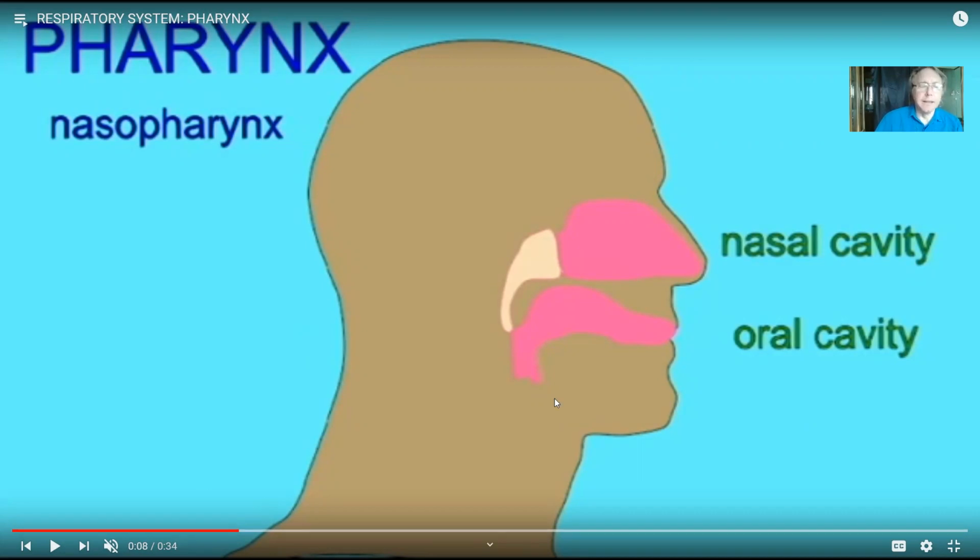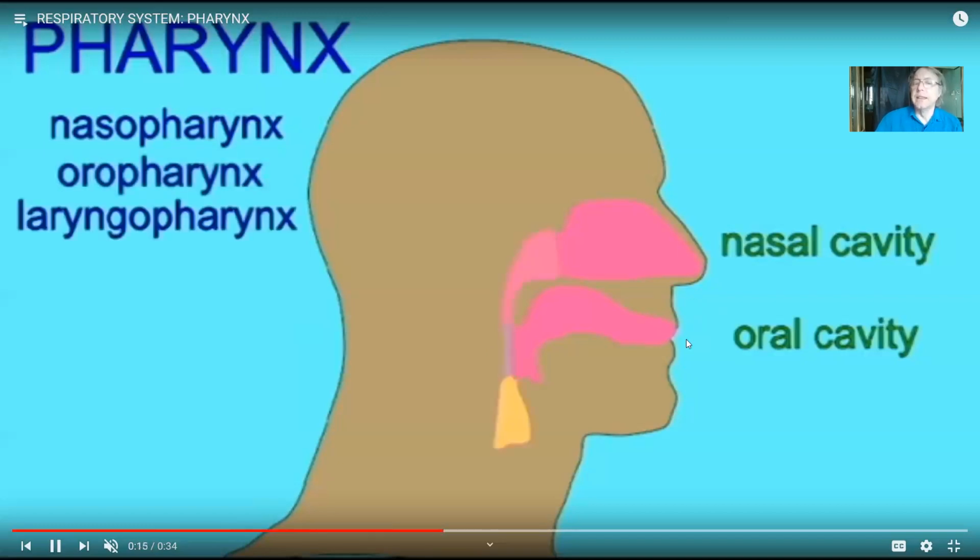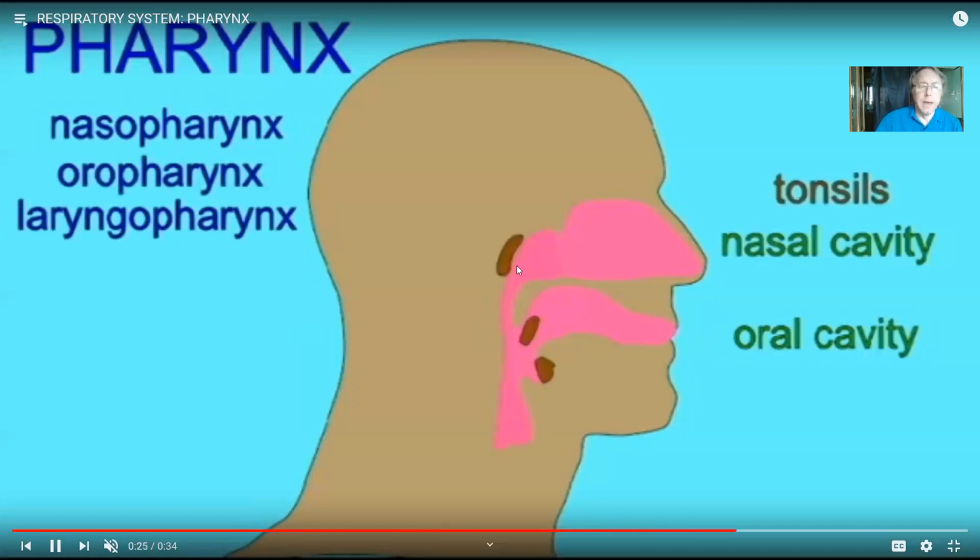So behind the nasal cavity, there is a nasopharynx. Behind the oral cavity, there is an oropharynx. Above the larynx, there is a laryngopharynx. And together, these three areas compose the pharynx. Because these are portals of entry, germs can obviously enter in our mouth and in our nasal cavity.